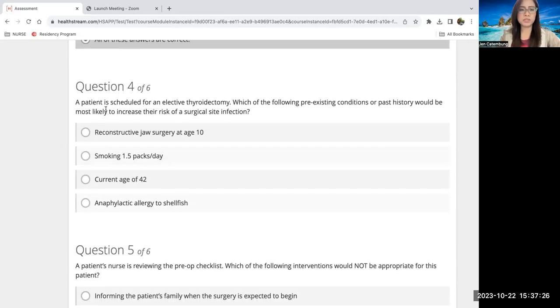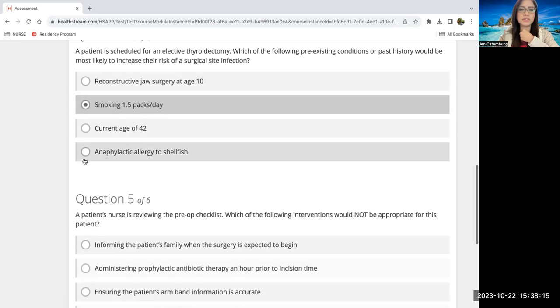Question 4 of 6. The patient is scheduled for an elective thyroidectomy. Which of the following pre-existing conditions or past history would be most likely to increase their risk of surgical site infection? Increase the risk for surgical site infection. Elective thyroidectomy. Jaw surgery. Removal of the thyroid will be here. Smoking, 1.5 packs per day.